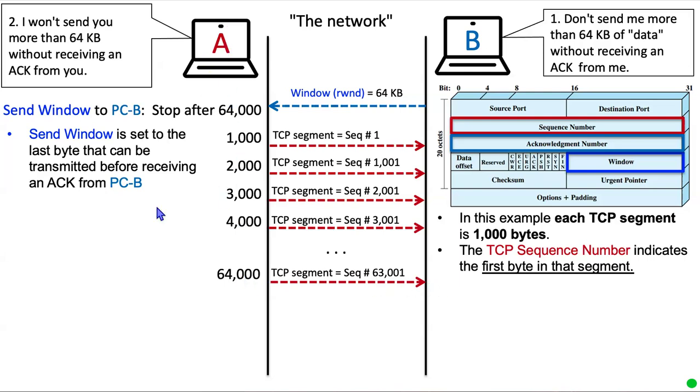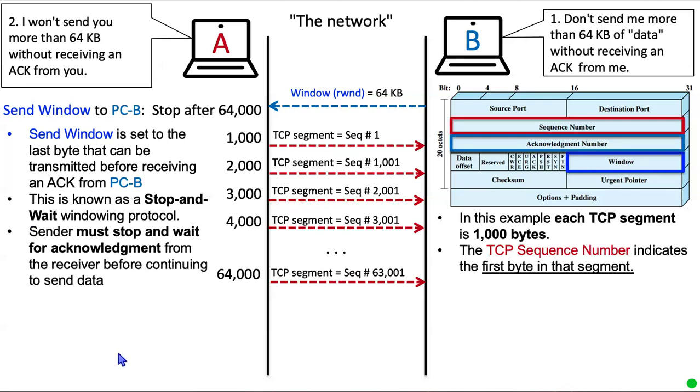Now, at this point, PCA says, oh, I've got to stop because my send window that you told me, your window size is 64,000, so I have to stop at byte 64,000. This is what is known as a stop and wait windowing protocol. Now, we're going to see a better way to do this here in a moment, okay? But the sender must stop and wait. In this case, PCA must stop and wait for an acknowledgement from PCB before continuing to send data.